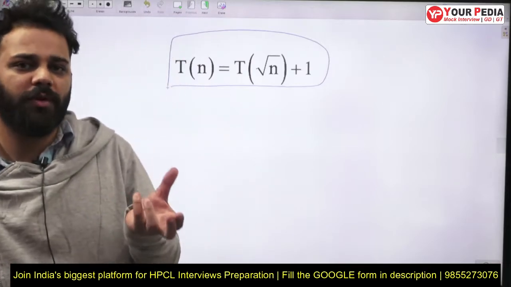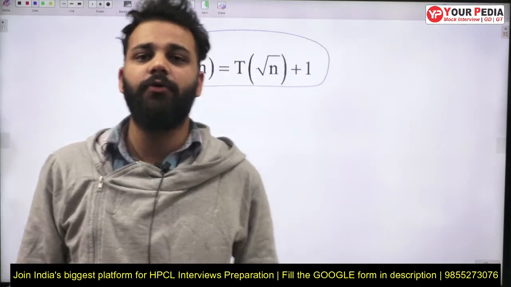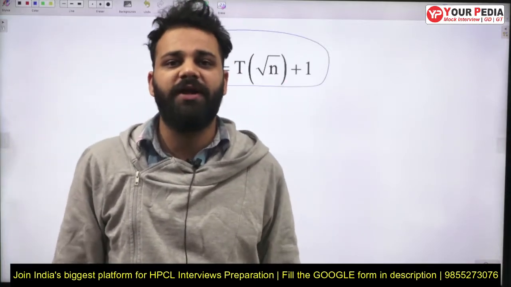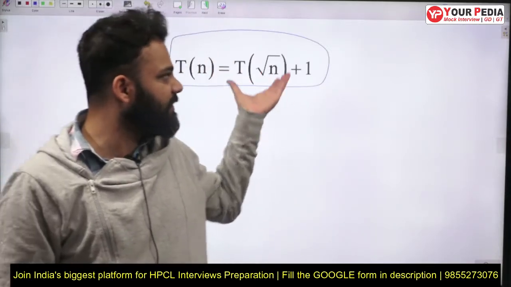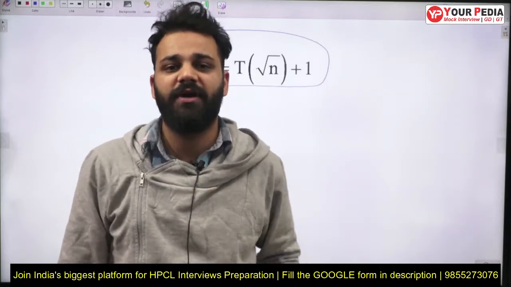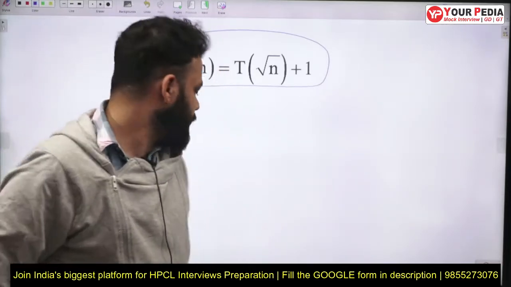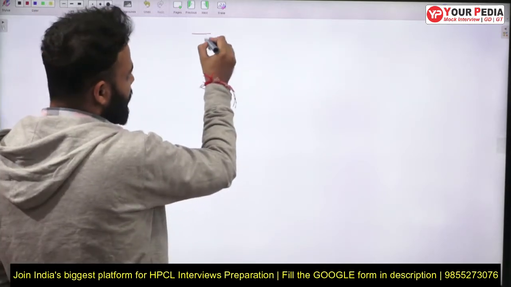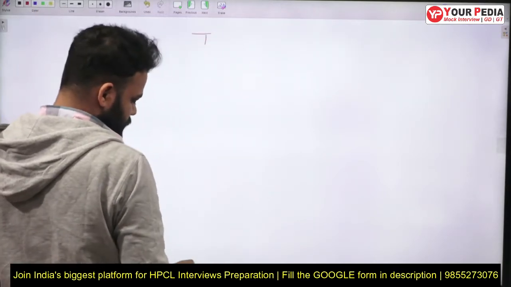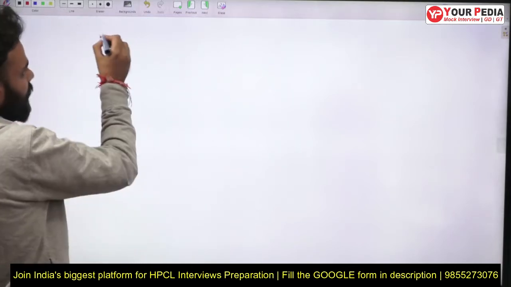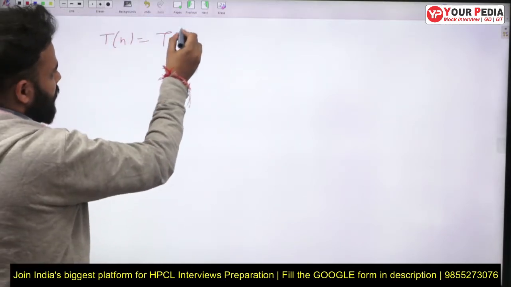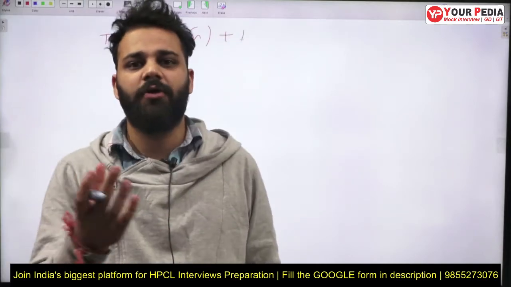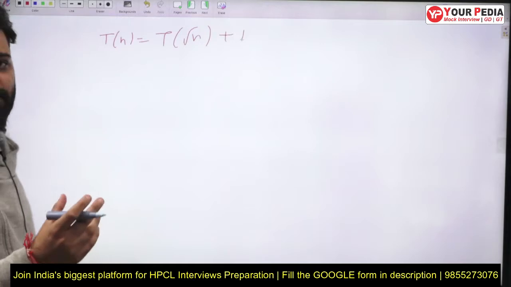And if you go to the methods that we normally use, like the tree method or the substitution method, this question will become very lengthy. So what we will try to do is convert this into a form where you can apply the master theorem. So let's try this question. The question is T of n is equal to T of root n plus 1. So we will be doing some substitutions in order to convert this question into a form where we can apply the master theorem.